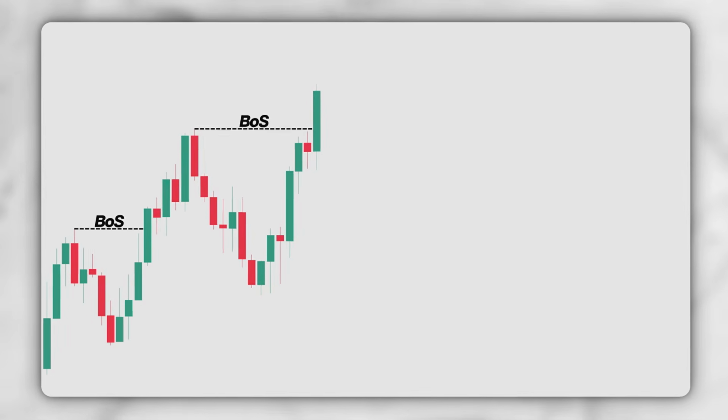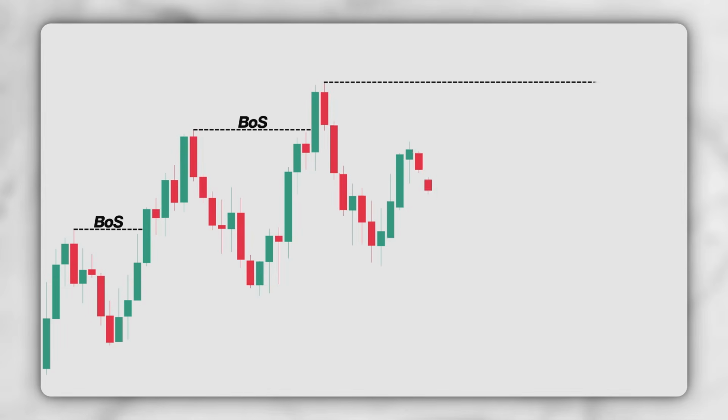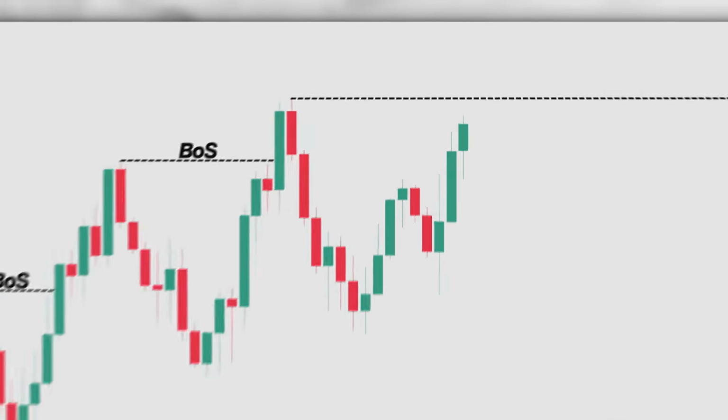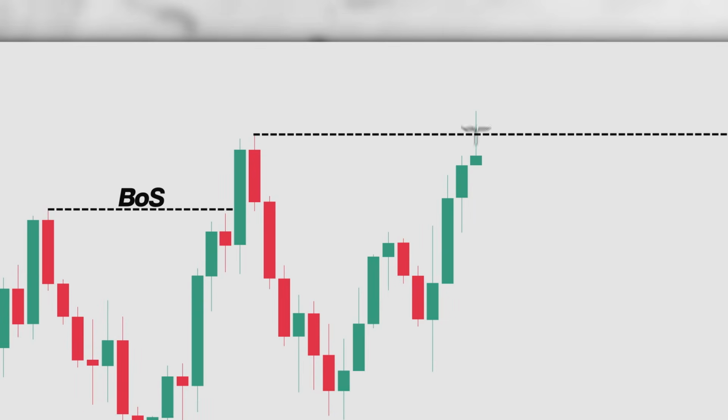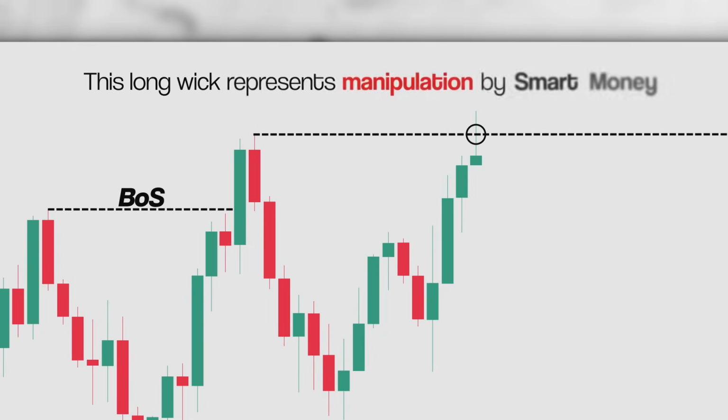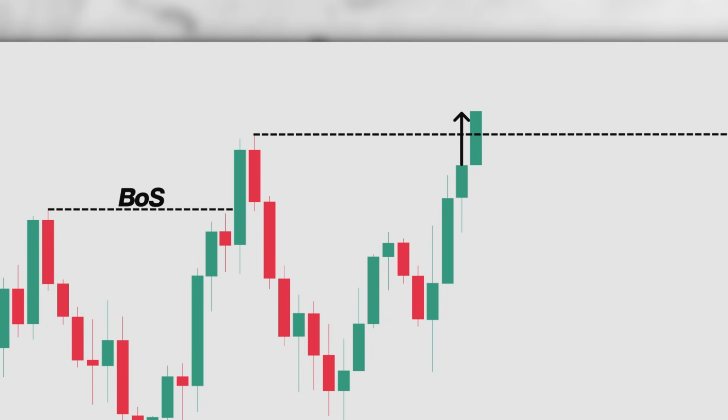However, instead of continuing higher, price reaches a previous major high and performs a liquidity sweep. This happens when price breaks above the high with a long wick and then quickly reverses in the opposite direction. This long wick represents manipulation by smart money. Price moves in the expected direction to trigger buy orders and stop losses, and then rapidly shifts direction.